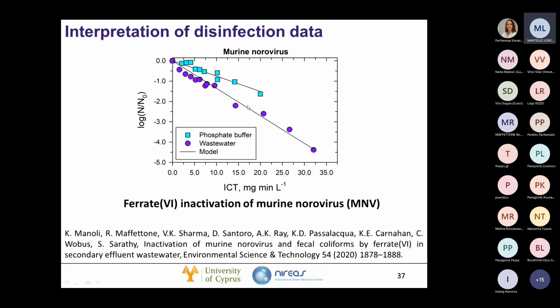For example, here is the inactivation of murine norovirus in phosphate buffer and wastewater, and here we can see that we get higher inactivation in wastewater compared to phosphate buffer, which is a surprise, and it would be very difficult to interpret these results. But knowing that iron 6 can be activated and form iron 4 and 5, which are more reactive than iron 6, this is a way we interpret this result of higher inactivation in wastewater compared to phosphate buffer, for example.